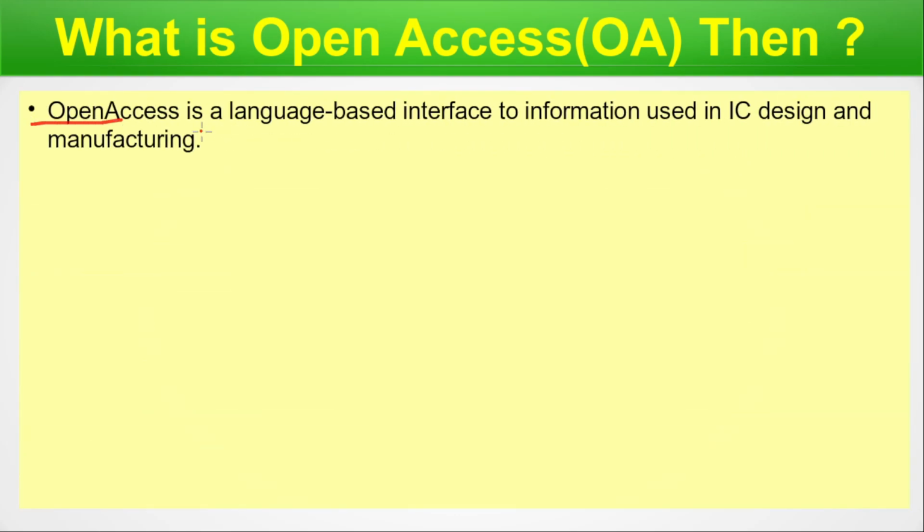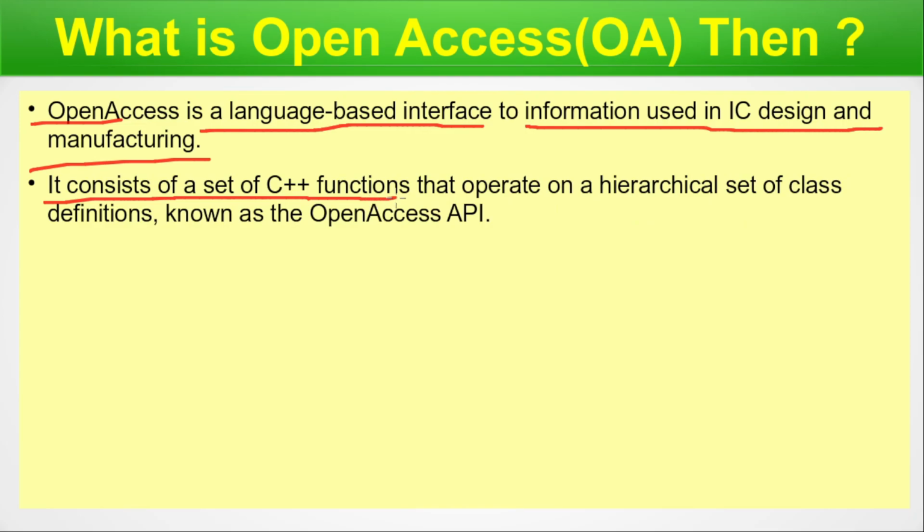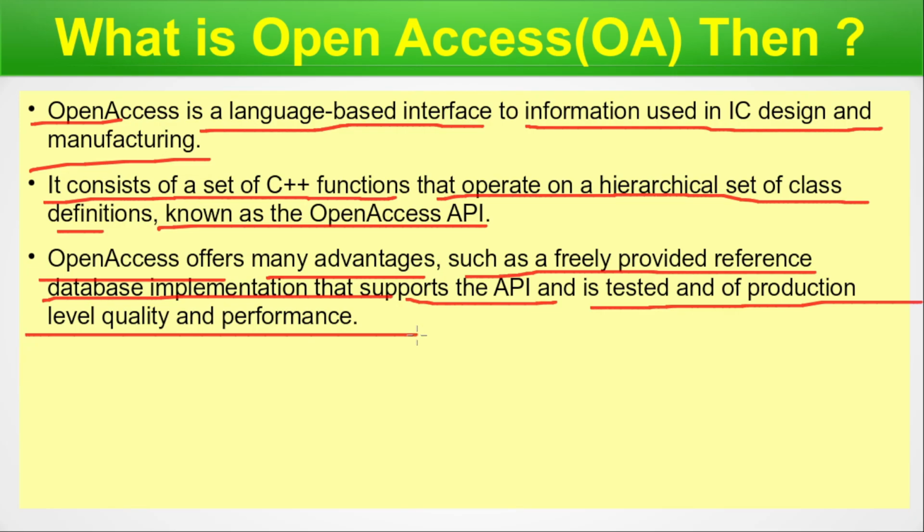Open Access is a language-based system of information in IC design and manufacturing. It consists of a set of C++ functions that operate on a hierarchical set of definitions known as the Open Access API. Just wait for some time. In the upcoming slide, we have infographics to understand all these points that we are talking about. Open Access offers many advantages, such as a freely provided reference database implementation, supports the API, and tested, production-level quality of performance.